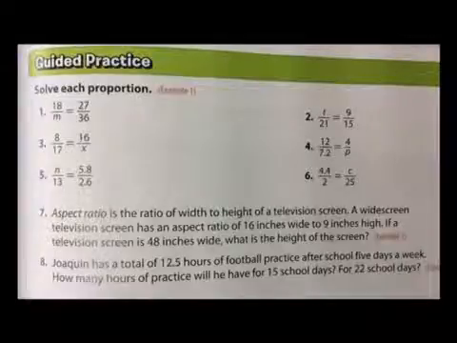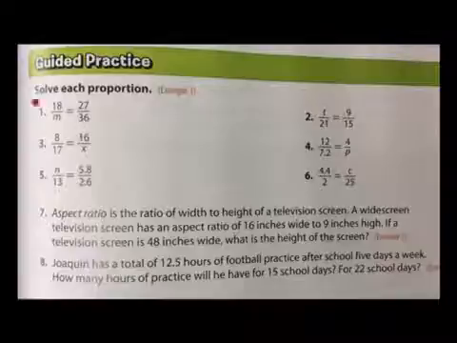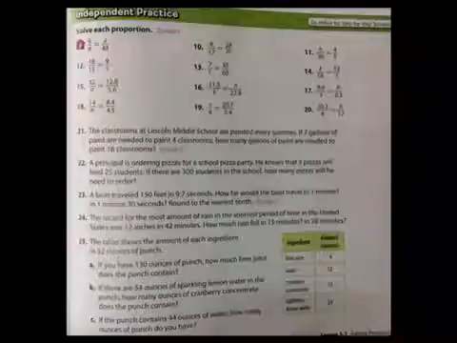I want to do something a little different this time. I understand that this is the guided practice, but I've been noticing that the guided practice is slightly easier than the independent practice. So go ahead and do the guided practice at home. I want to start class by checking this. Then we will do the independent practice in class together.